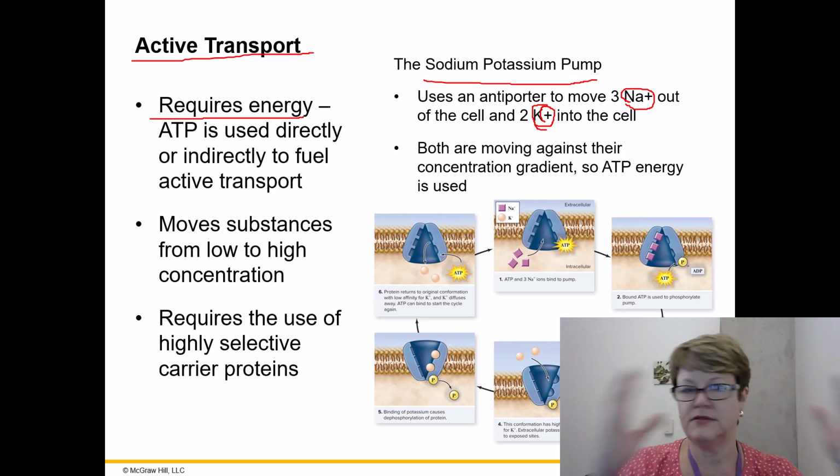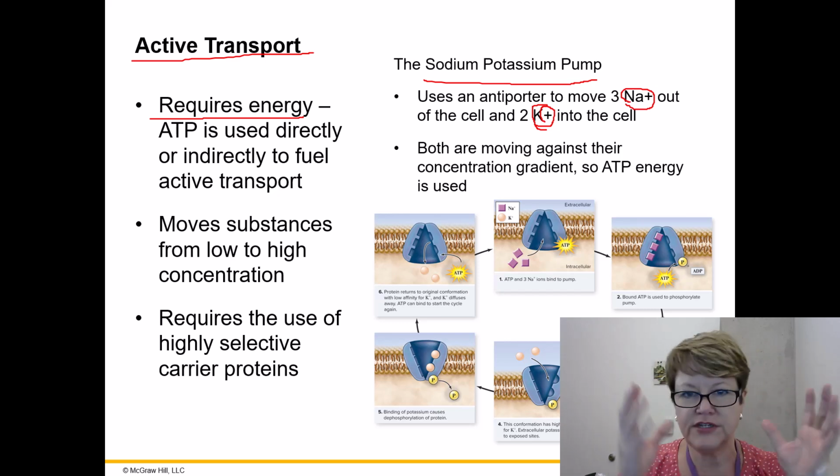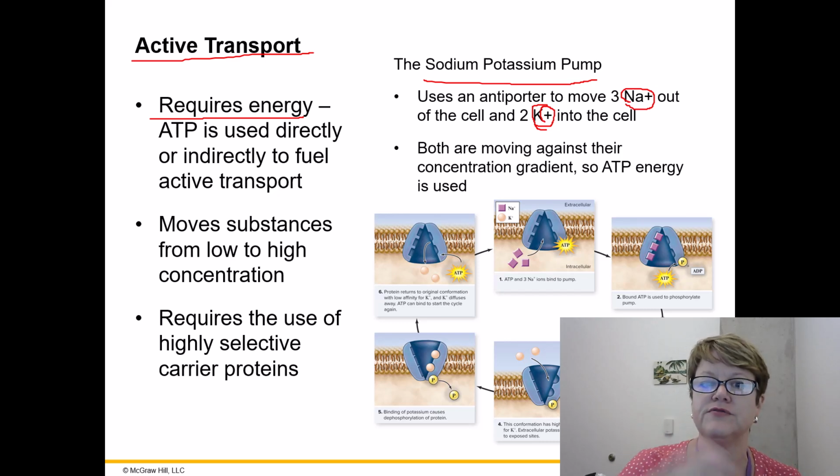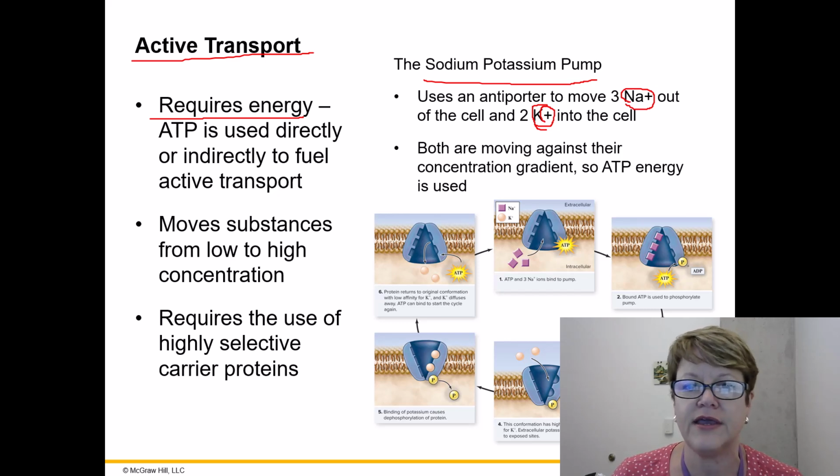And so a lot of considerations here are happening all at once. It's a carrier protein because it's changing shape, and these ions are being moved against their gradient. You would have to be told what the gradients are so that you would know that, but I'm telling you for this one, it is against the gradient. And what it does is it requires energy in the process because it doesn't naturally happen that way. So the cell has to put in energy.